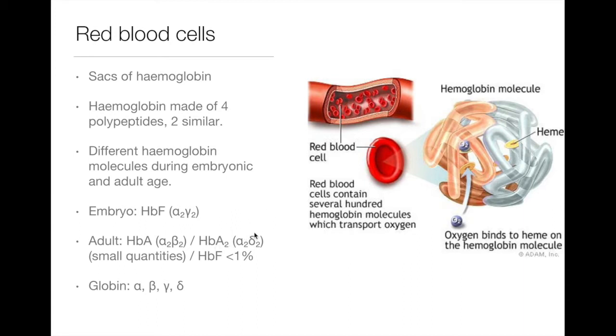HbA2 is found in very small quantities, and we can find HbF in a percentage smaller than 1%. And these chains, alpha, beta, gamma, and delta, are called globin. And altogether, with the heme group, they make up the hemoglobin. And it's written heme, with an E, because it has an A.